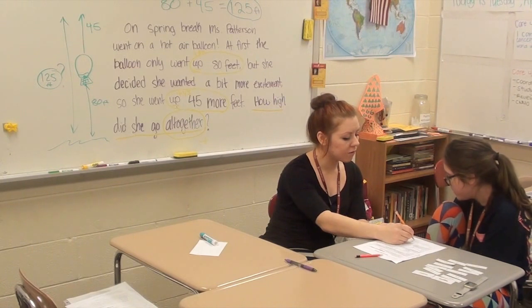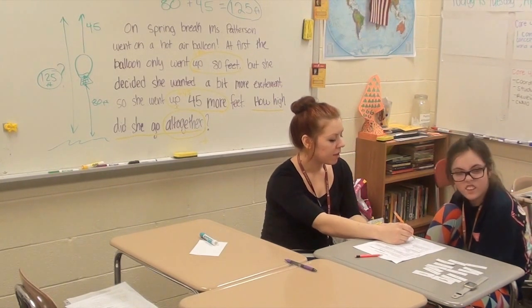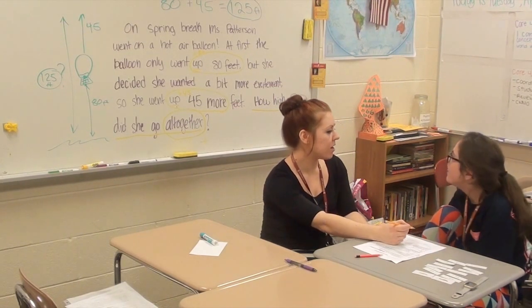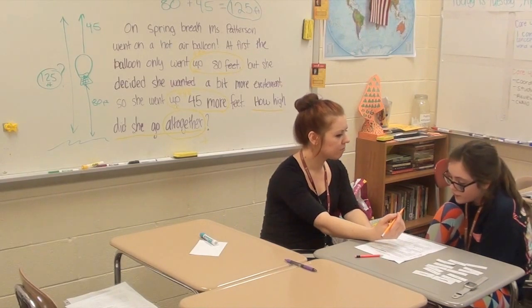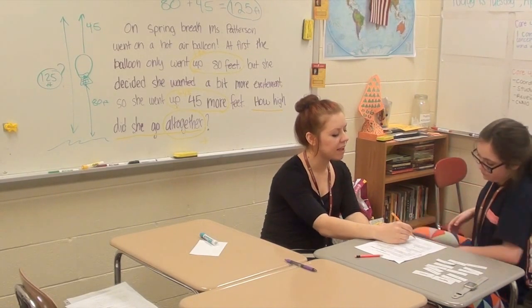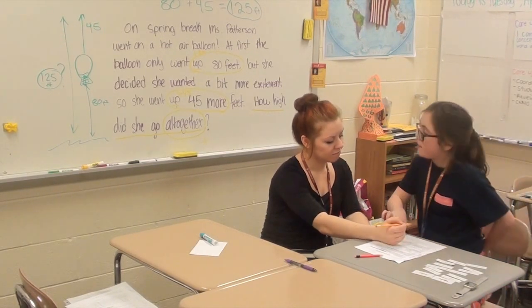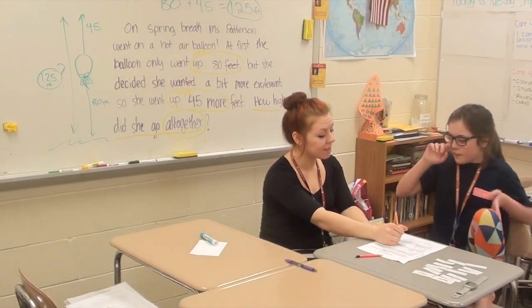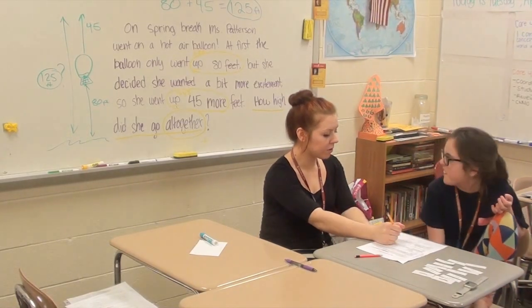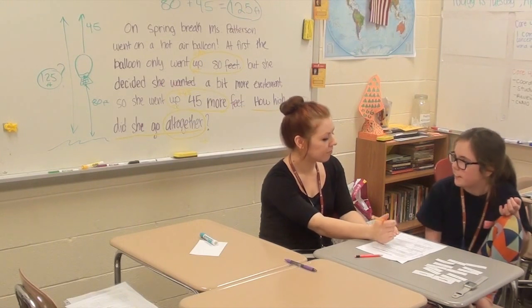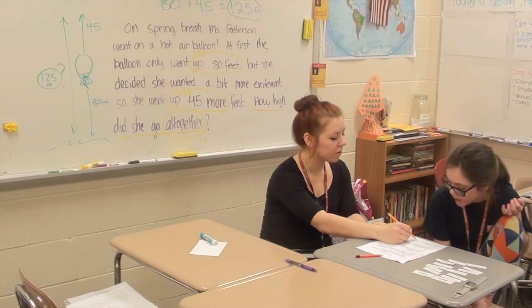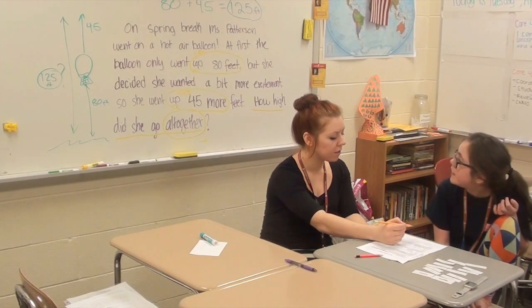So it goes down 30 more feet. What number is it going down? How would we write that? Well, this is a positive 30 right here, and it's descending. What does descending mean? Going down. So we're going down. Negative 30.